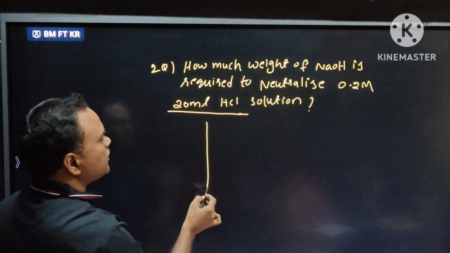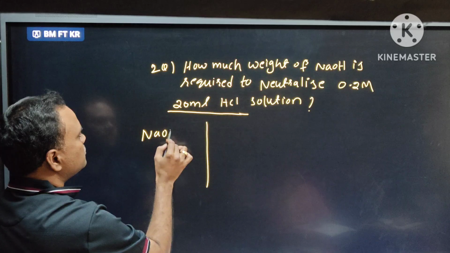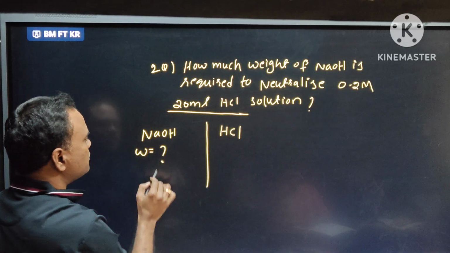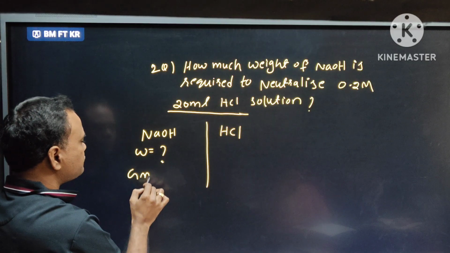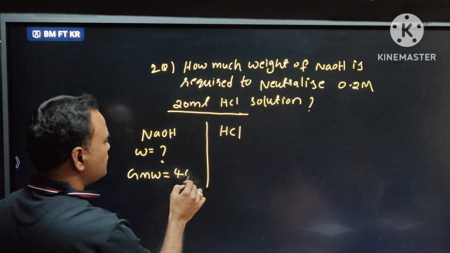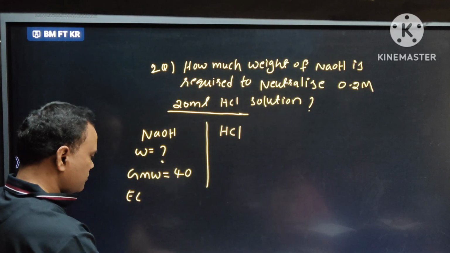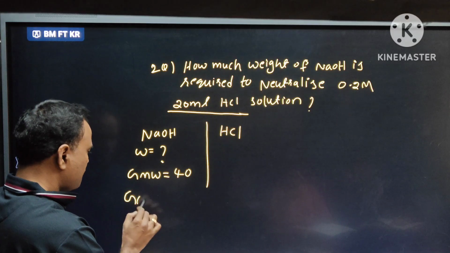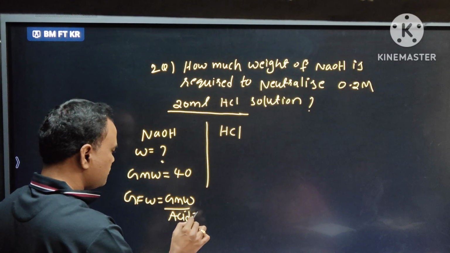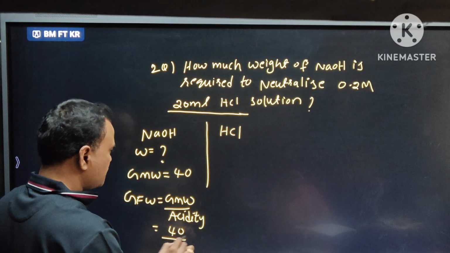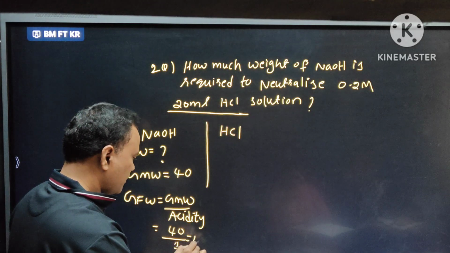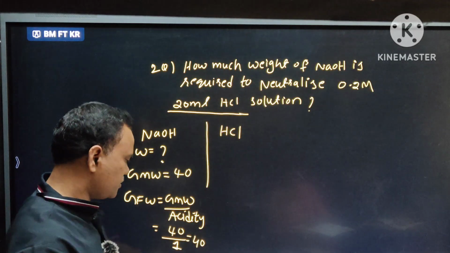First of all, write the data related to the two, NaOH and HCl. For NaOH, nothing is given. Weight we have to calculate. What is the gram molecular weight? Sodium hydroxide gram molecular weight, I said to learn by heart, 40. Then the gram equivalent weight is gram molecular weight by acidity. 40 by what is the acidity of NaOH? NaOH releases how many OH minus ions? 1. So its equivalent weight and molecular weight are both the same.